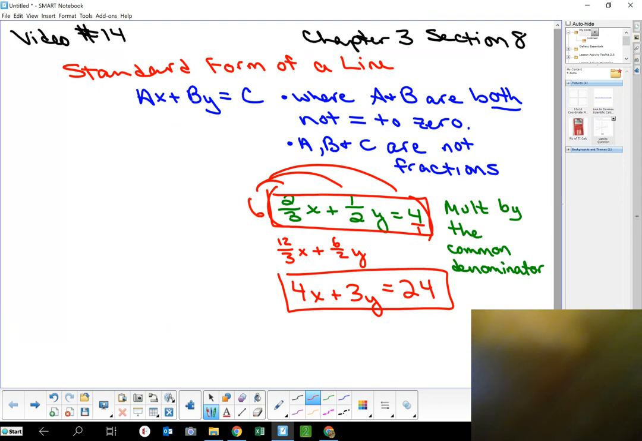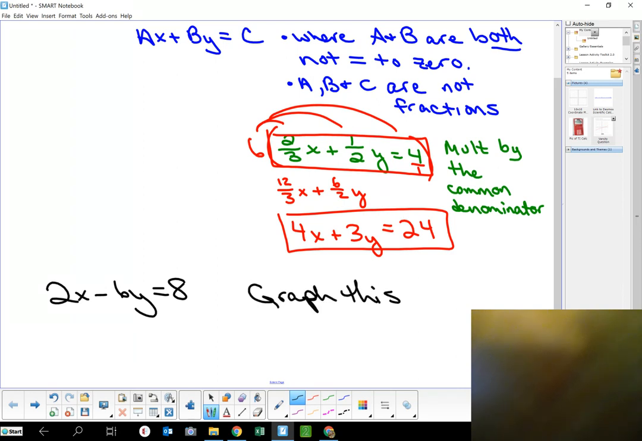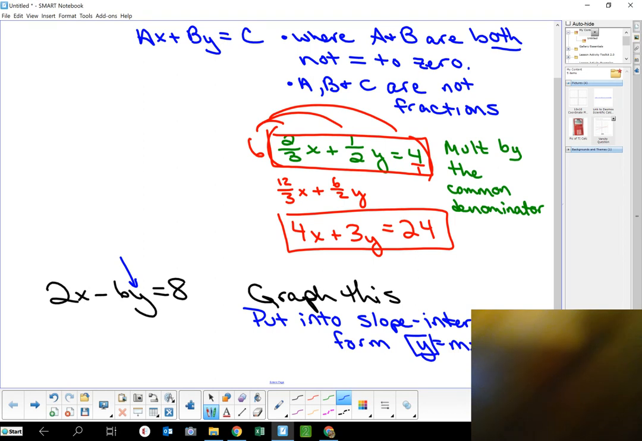And then let me show you how you've seen these before. So you have seen maybe 2x minus 6y equals 8, and you've been told to graph this, right? Well, the best thing to do for you to graph that is to put it in slope-intercept form, which is y equals mx plus b, which means you have to get the y all by itself. So that means we want to anchor this y and move everything away from it, right? And you've done this before.